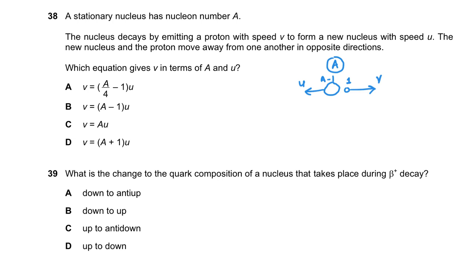And for the final momentum to be 0, the momentum of this should be equal to the momentum of the proton. Equal and opposite. They should be equal and opposite so that they cancel each other out. So what I'll do is, I'll say mass into velocity of our nucleus should be equal to mass into velocity of our proton. And rearranging this equation would give me V is equal to A minus 1 times U, which is option B.